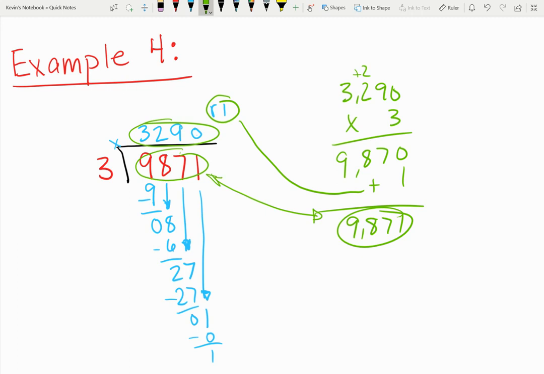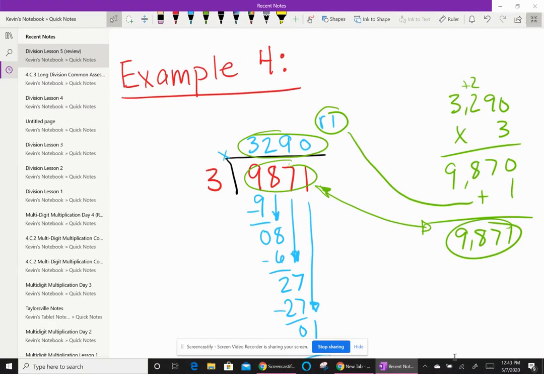So it is correct. So guys, rewind this video if you have any questions about any step. But this is going to help you guys get ready for tomorrow's common assessment.